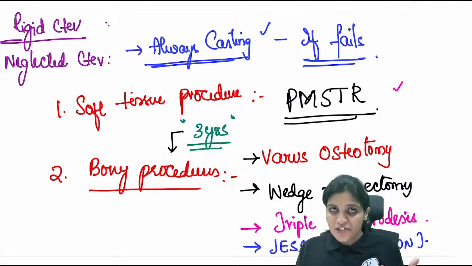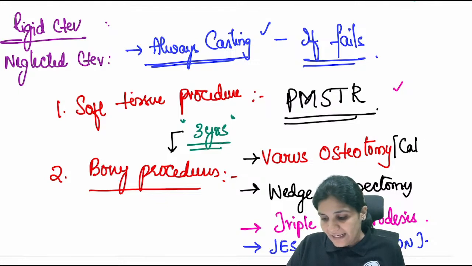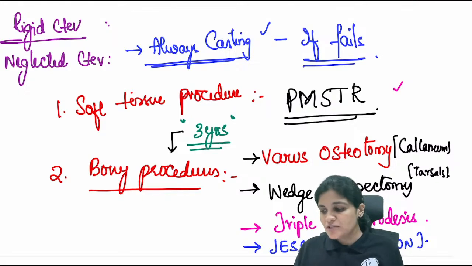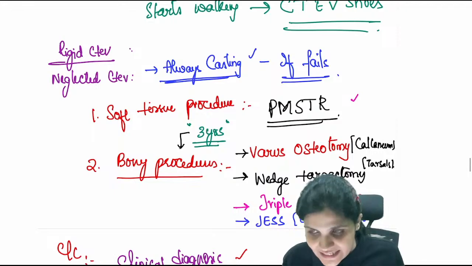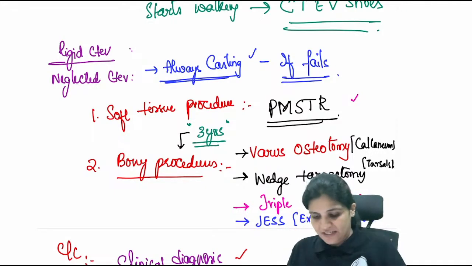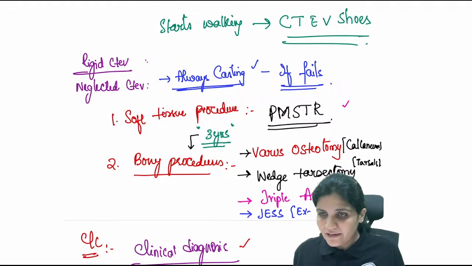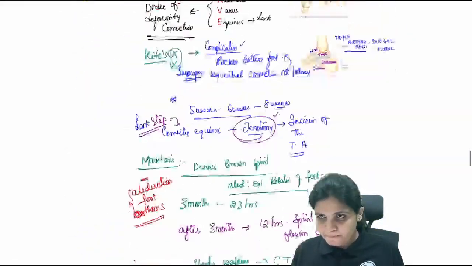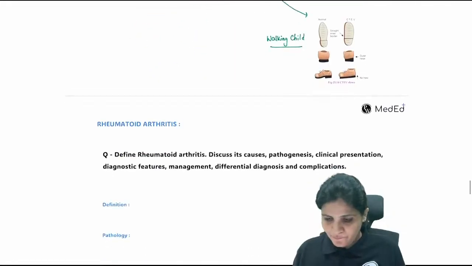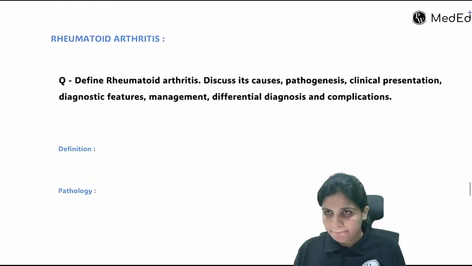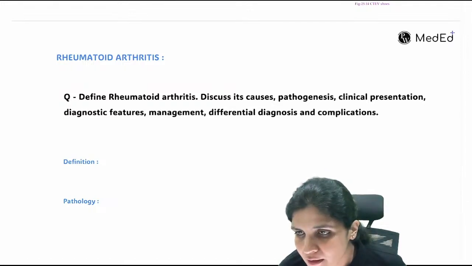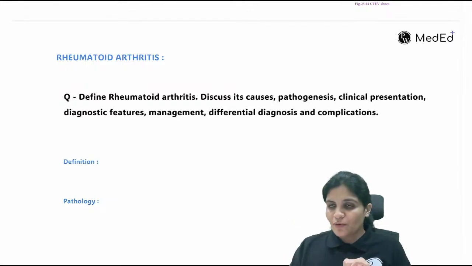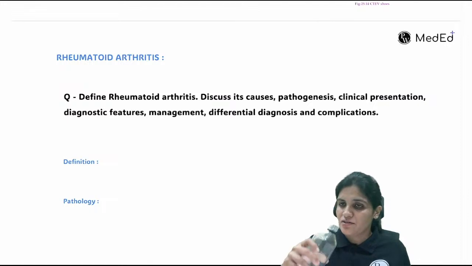There are again various procedures: varus osteotomy mainly for calcaneum, wedge osteotomy for tarsals, and for joints you fuse, that is triple arthrodesis, and the recent advancement, yes, Ilizarov fixation, right? Clear everybody? That is your CTEV. Any doubts? So once we are done with CTEV, we can go for the joint disorders.